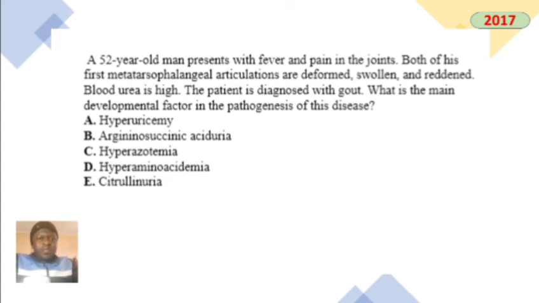Both of his first metatarsophalangeal articulations, gout, okay, are deformed, swollen, reddened. Blood urea is high. The patient is diagnosed with gout. Okay. What is the main developmental factor in the pathogenesis of this disease? Increased amount of uric acid is known as hyperuricemia. Okay, or here the answer is hyperuricemia. Okay.